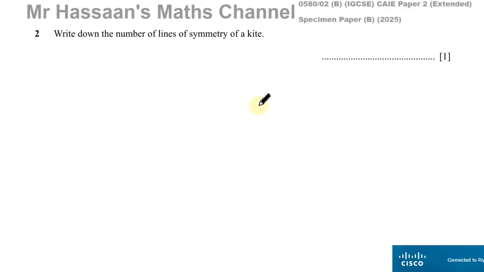I'm now answering question number 2 from the specimen paper B for the 2025 syllabus of the Cambridge IGCSE exam. This question is about geometry, lines of symmetry. It says write down the number of lines of symmetry of a kite. So this is to do with these kinds of quadrilateral shapes, and we should know their properties.